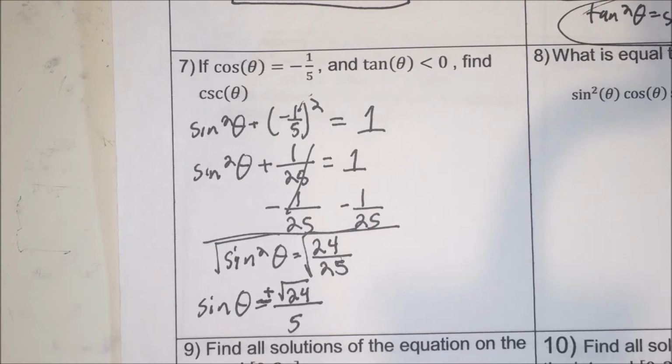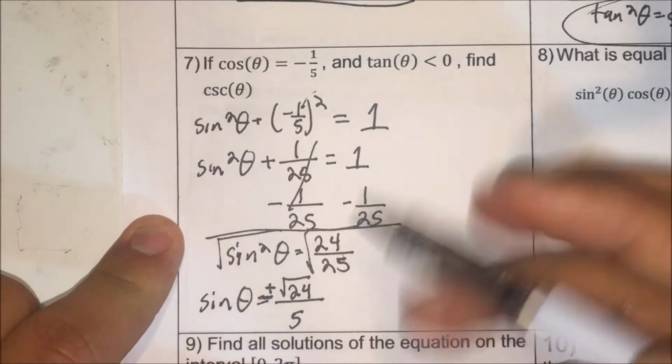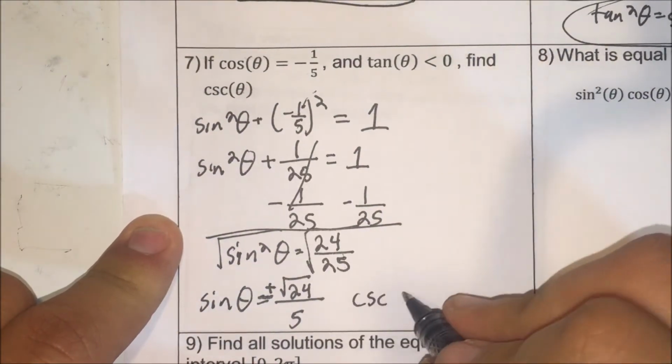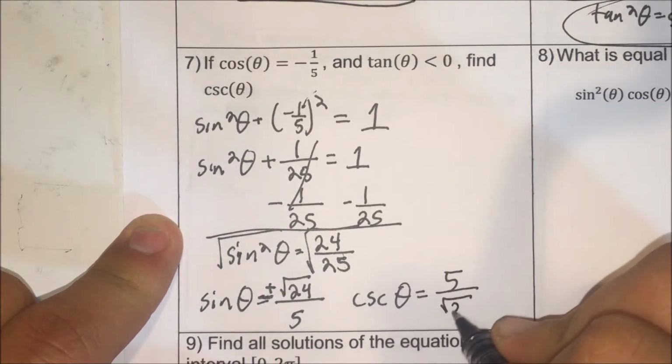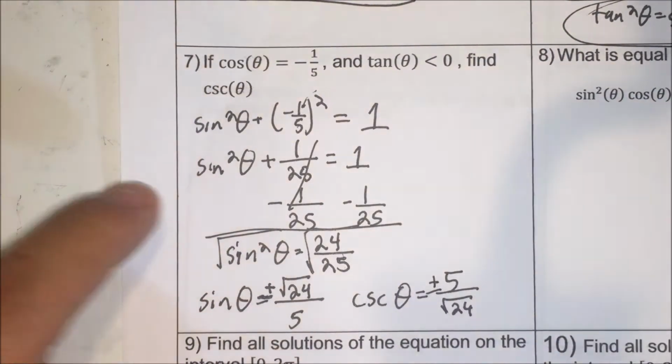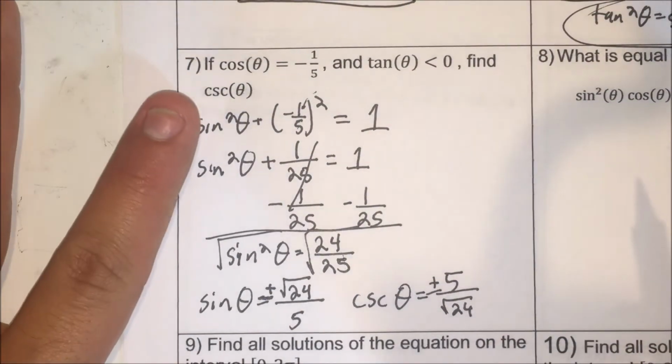What now? Okay. Well, now you have to find cosecant. Well, cosecant is actually the reciprocal identity of sine. So we know that cosecant is going to be 5 over the square root of 24, but again, it has to be plus minus because we don't know if sine is plus minus either.